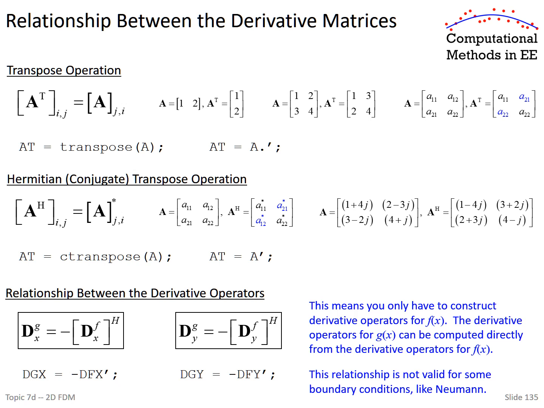So this halves your work. For just Dirichlet boundary conditions, this works fine, and it halves your work. You really only have to build the right-handed derivative matrices, and you can calculate the left-handed ones just with the negative Hermitian transpose. So that's very useful.